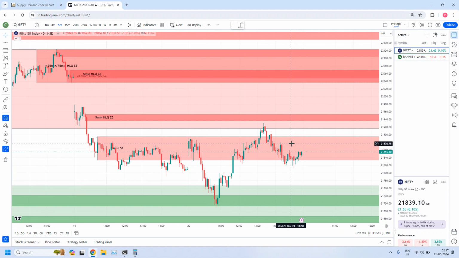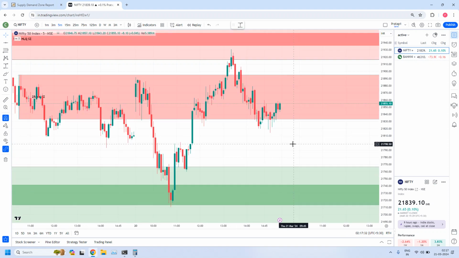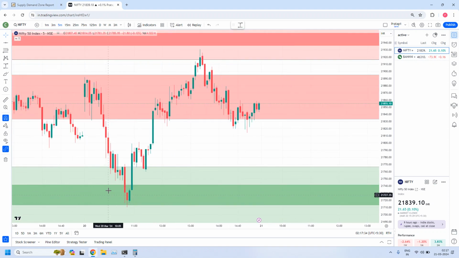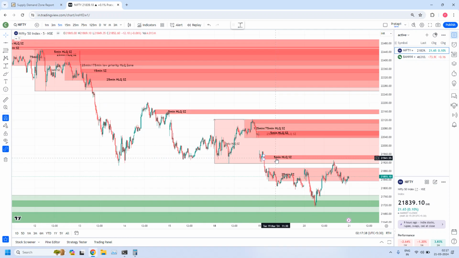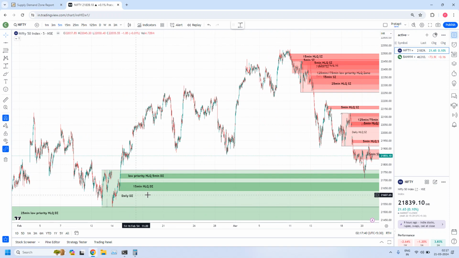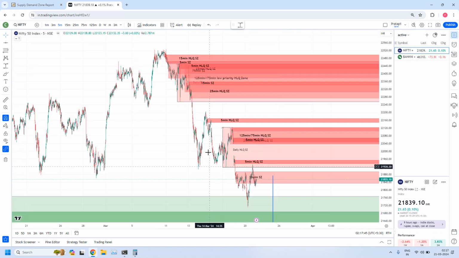Okay, fine. Now, any changes in the analysis? Yes, because this zone is pierced. It's not valid anymore. Anyway, we will be drawing a new zone here very soon. First, let us delete the unnecessary things. Unnecessary means the ones that are violated or other things.